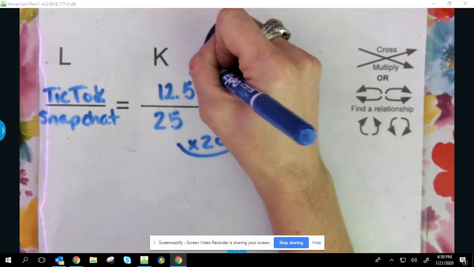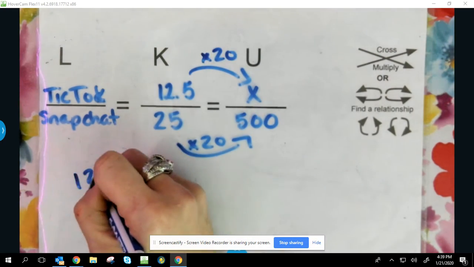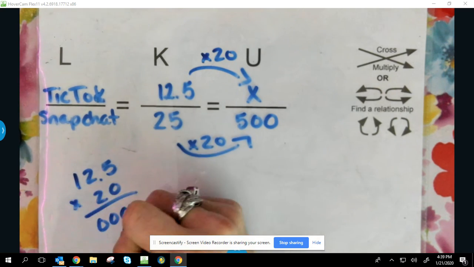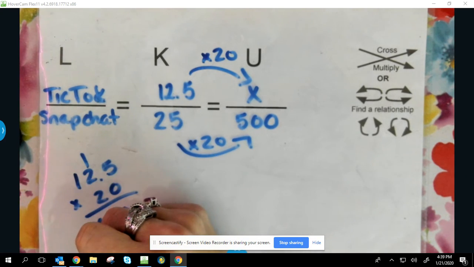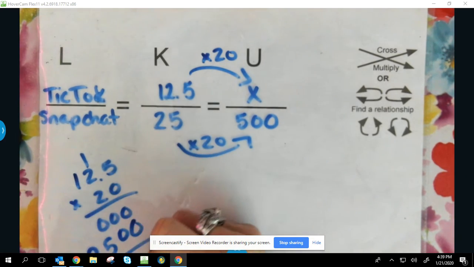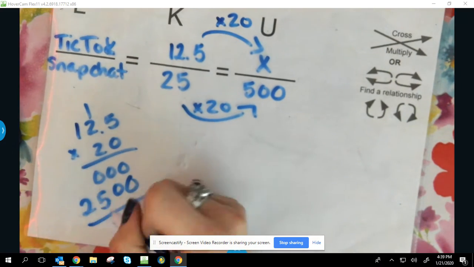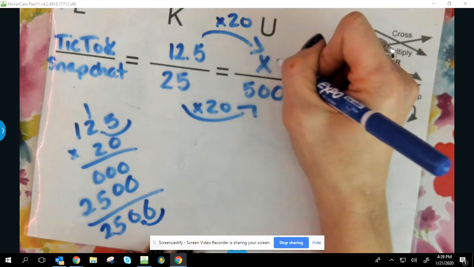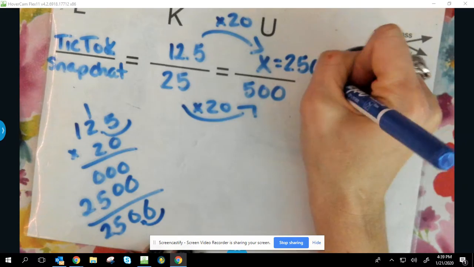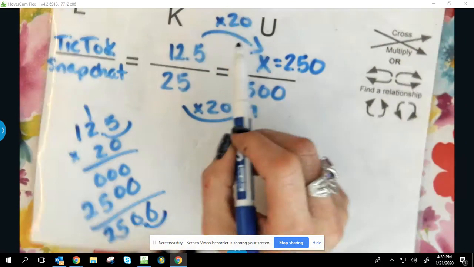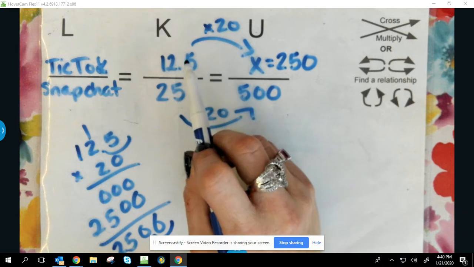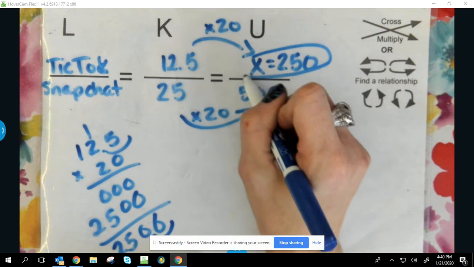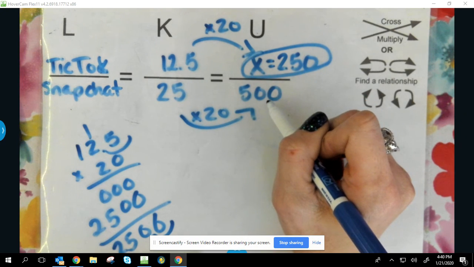And then whatever I do to the denominator, I do to the numerator, and I would actually do that math. And I move my decimal over one place, so x would equal 250. Okay? Well, if you notice the relationship, 12 and a half is half of 25. So it makes sense that 250 is half of 500.